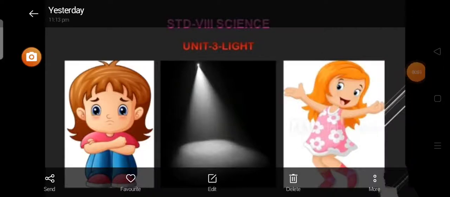Hello, my dear students. Now we see Standard 8 Science, and the unit is 3, and the title of the unit is Light.